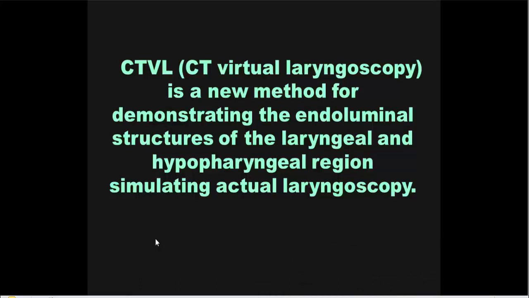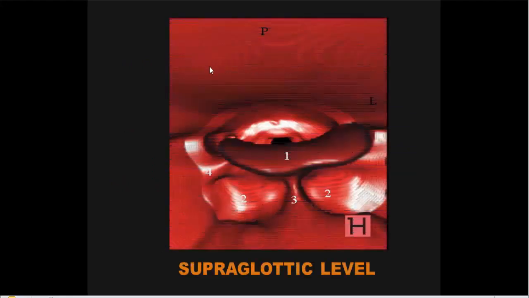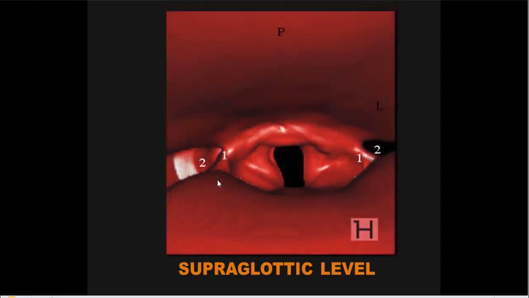CT virtual laryngoscopy is a new method demonstrating endoluminal structure of the laryngeal and hypopharyngeal regions, simulating actual laryngoscopy. As we see at the supraglottic levels of virtual laryngoscopy, this is the epiglottis, and this is cartilage on both sides. This is the supraglottic level, and we see the hyoid bone. This is the normal anatomy of virtual laryngoscopy.